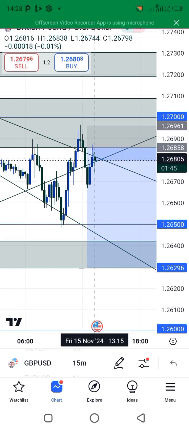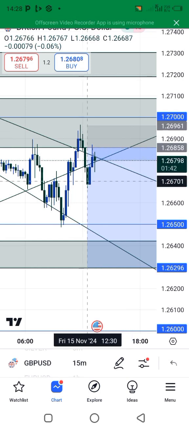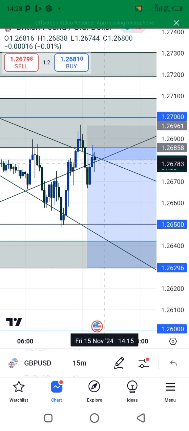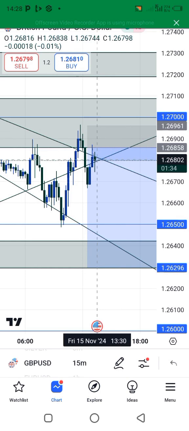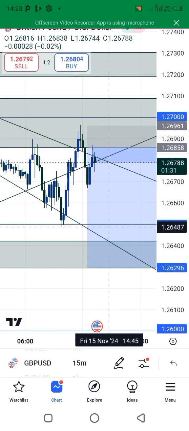Then it decides to make a little bit of a quick retracement during this main trend line that we drew here. So guys, we're expecting it to go down further to probably hit our take profit.